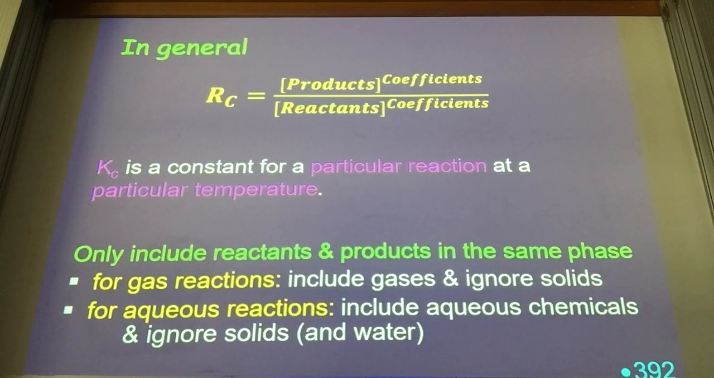Now, we're only really worried about equilibria where we've got reactants and products in the same phase. So for gas phase reactions, we're just looking at the things that are gases. So we ignore solids because the concentration of them doesn't actually mean much. And for aqueous reactions, we include anything that's aqueous, but again we ignore solids because they don't have a concentration, and we ignore water too for an aqueous reaction because water is a solvent.